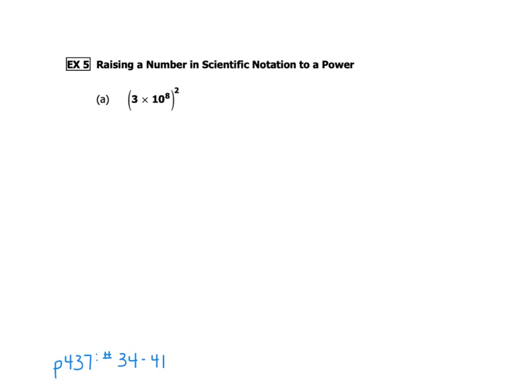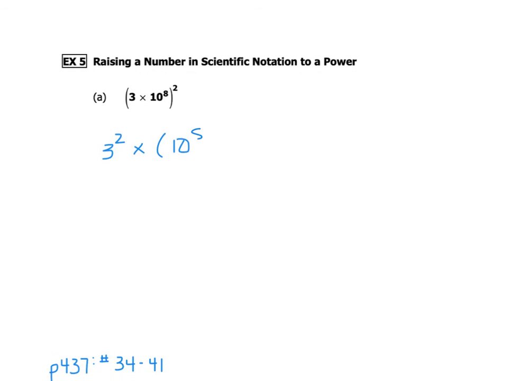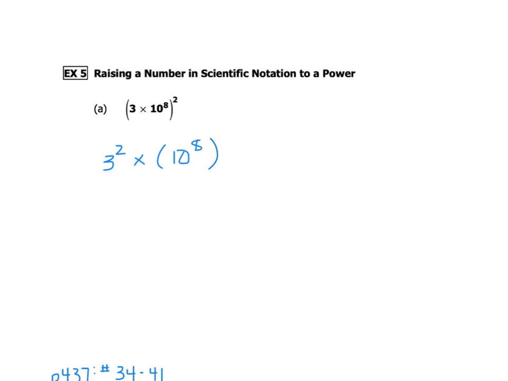Lastly, I'm going to show you how to apply what we're learning to working with scientific notation, which you're going to need for your high school science classes. So let's go ahead and look at this number written in scientific notation, and it is raised to the second power. So here's how that's going to work. Using the rules that we already learned, this would be 3 squared times 10 to the 8th power squared. So this is 9 times 10 to the 8 times 2 gives us 16th power.